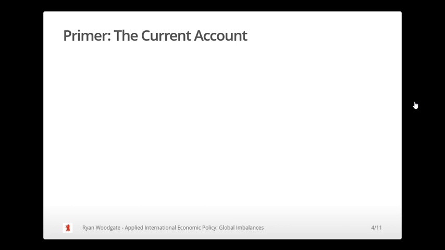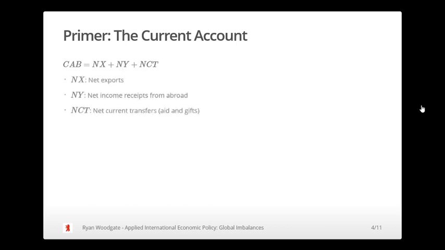In order to do so, let's just remind ourselves of some fundamental concepts within macroeconomic accounting. So the current account balance, here CAB, is simply the sum of net exports, net income receipts from abroad, and the net current transfers. So net exports we know very well. It's just the value of exported goods and services minus the value of imported goods and services. Perhaps less well known is the definition of these two last terms. The first one, NY, is the net income receipts from abroad.